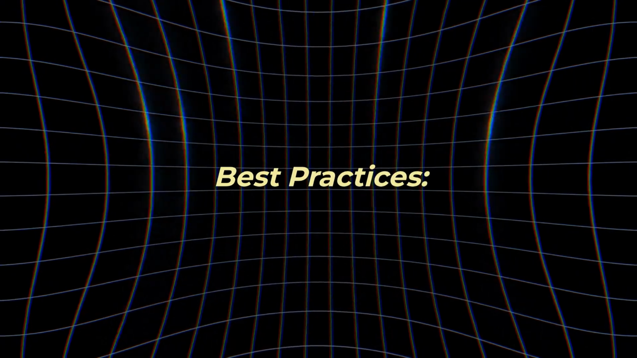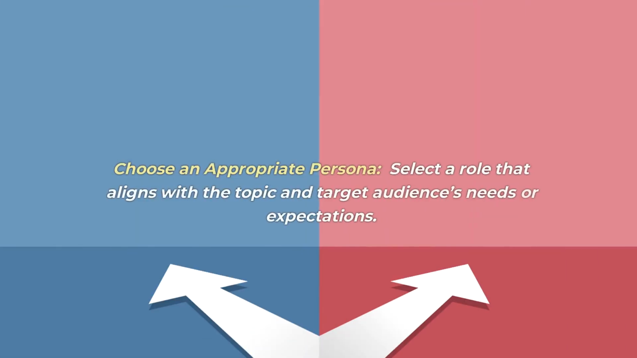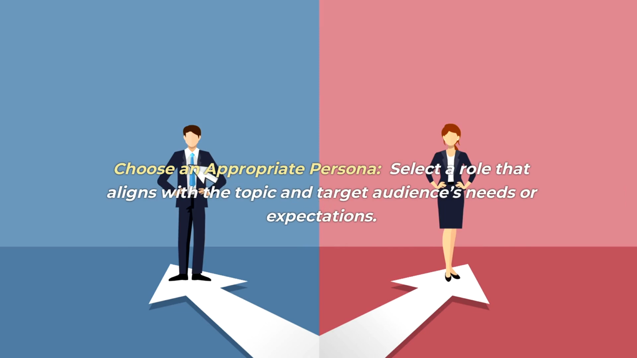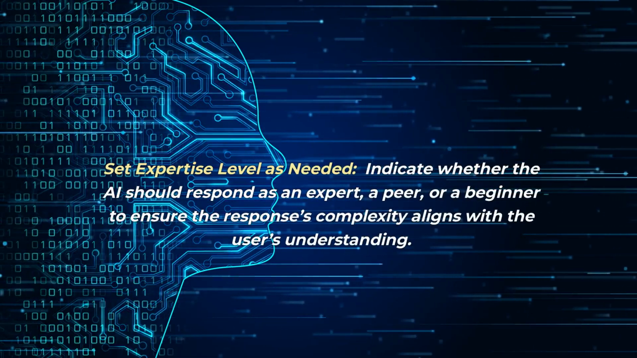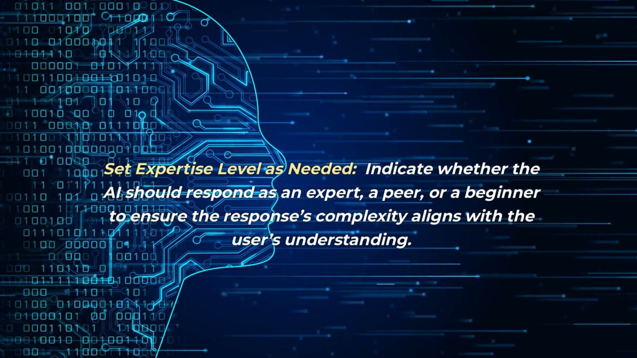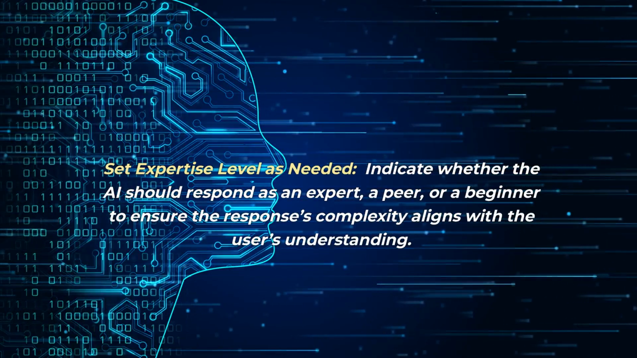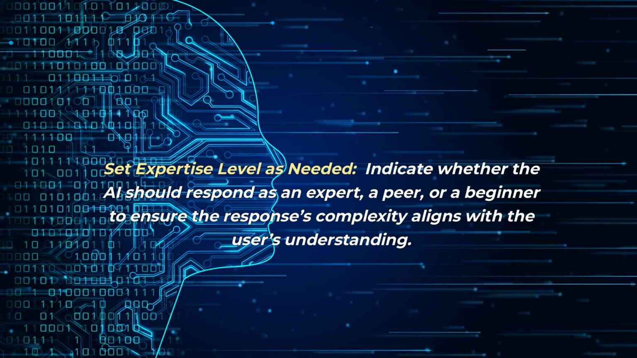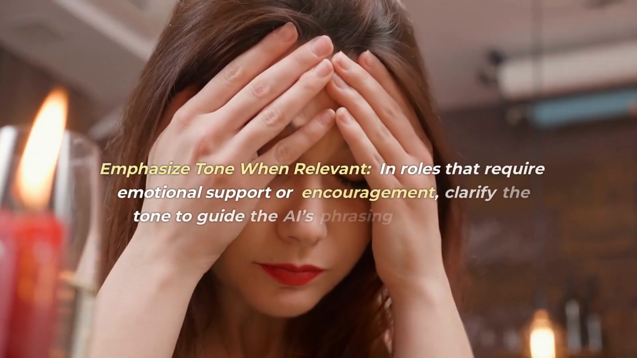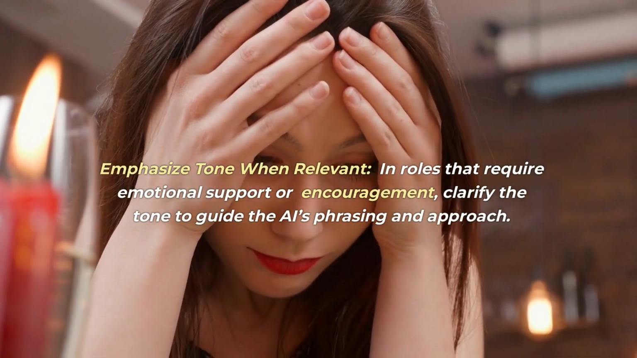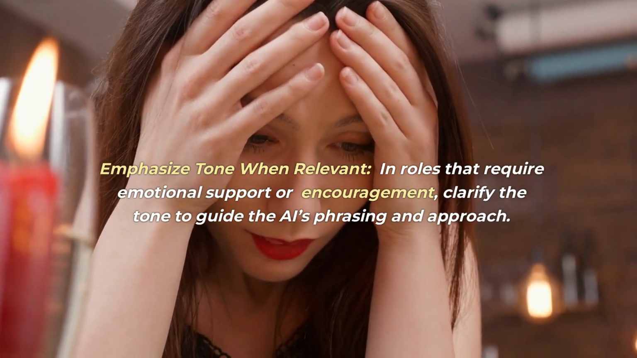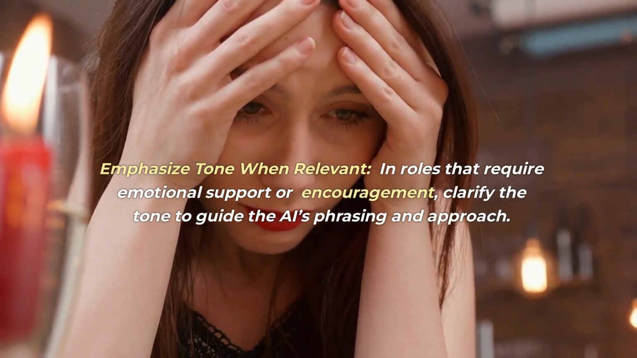Best practices. Choose an appropriate persona. Select a role that aligns with the topic and target audience's needs or expectations. Set expertise level as needed. Indicate whether the AI should respond as an expert, a peer, or a beginner to ensure the response's complexity aligns with the user's understanding. Emphasize tone when relevant. In roles that require emotional support or encouragement, clarify the tone to guide the AI's phrasing and approach.